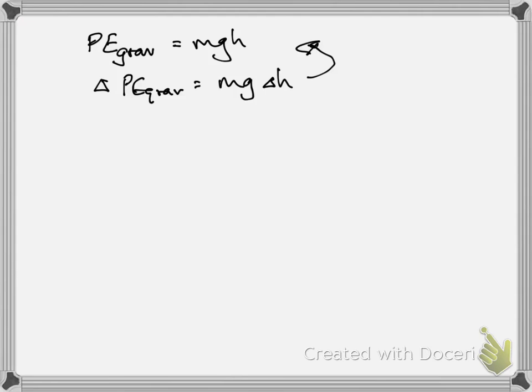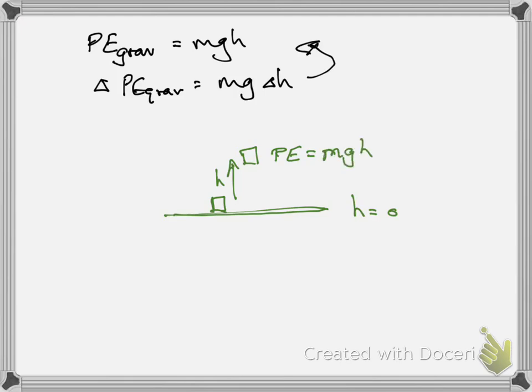So usually what we do is we take the ground, or the lowest level in the problem, and we say that's h equals 0. And then if we take an object and we lift that object up some height h above h equals 0, therefore the potential energy due to gravity is mgh.